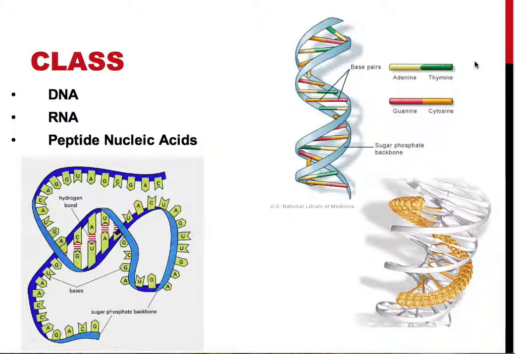These are known as complementary. Thymine and adenine are bonded together. Cytosine and guanine are bonded together. These bondings are known as complementary base pairing. The main function of DNA is to store genetic material.